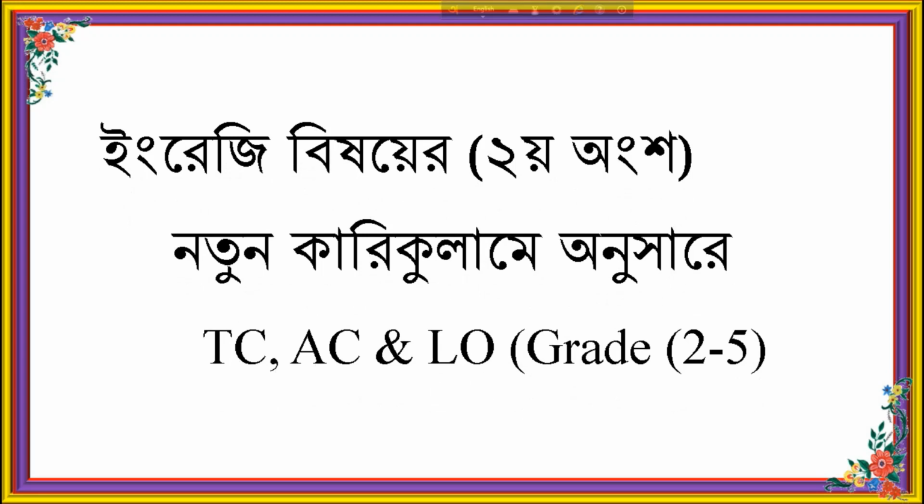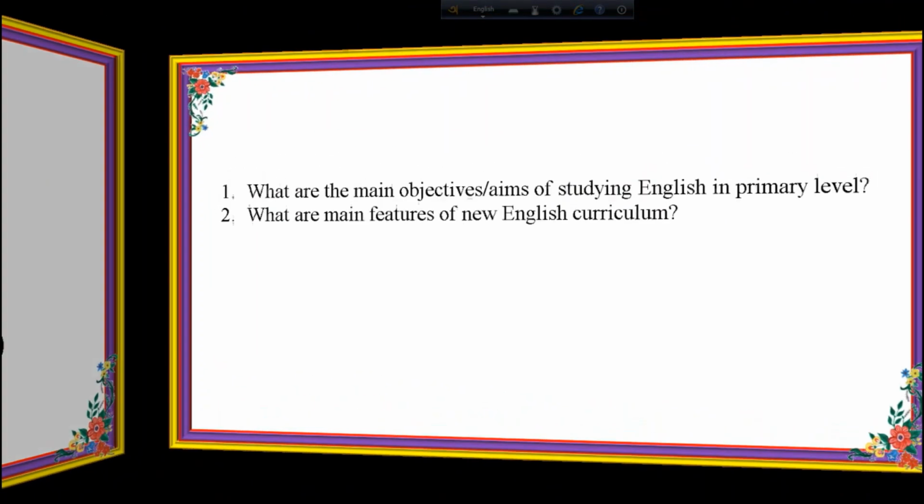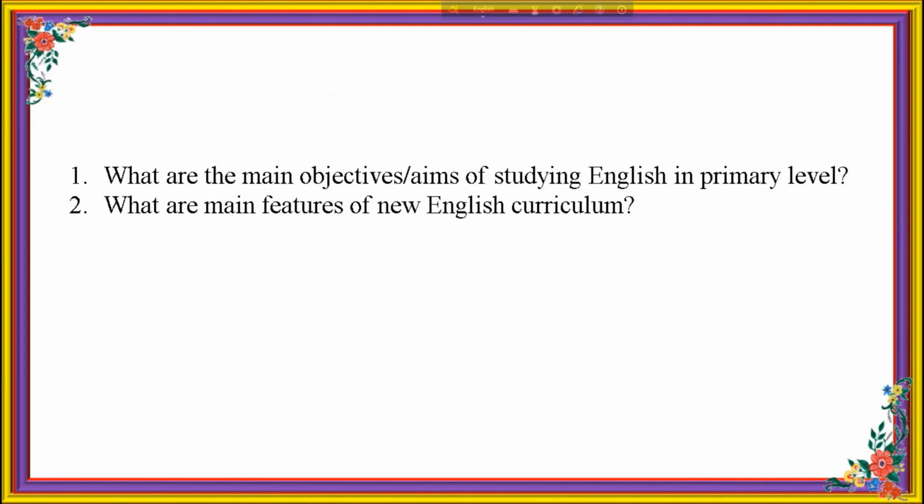Today I will discuss from our SBT English. According to our new curriculum, what are the terminal competencies, attainable competencies and learning outcomes from grade 2 to 5? Already we have discussed grade 1 in our previous tutorial. So let us start. Before starting, we are discussing the two main questions.